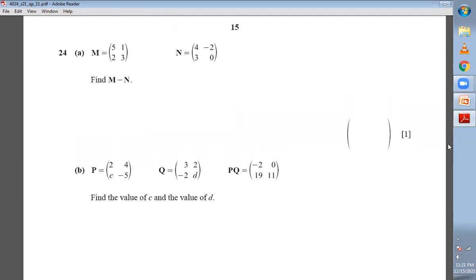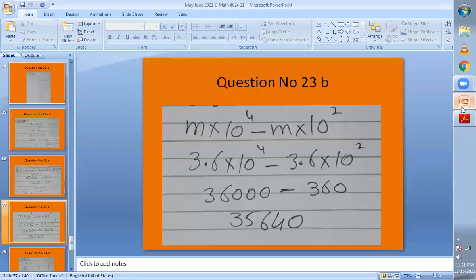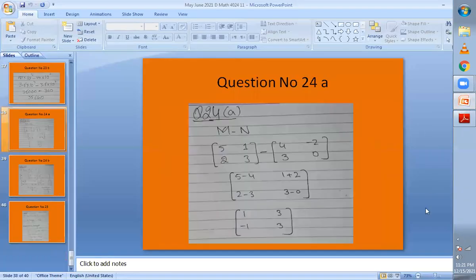The next question is question number 24, A part. Here a matrix M is given, that's 5, 1, 2, 3. Matrix N is given, 4, minus 2, 3, and 0. They say find M minus N. So it's a 1-mark question. Okay, so let's first do that and then we'll see.